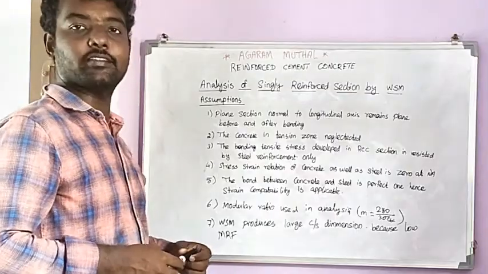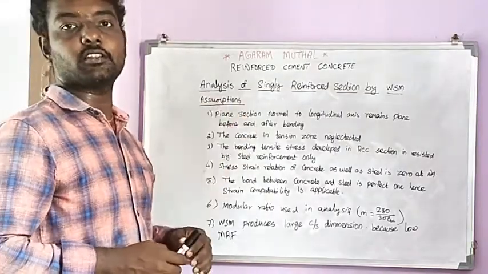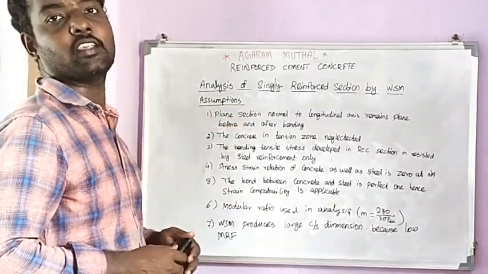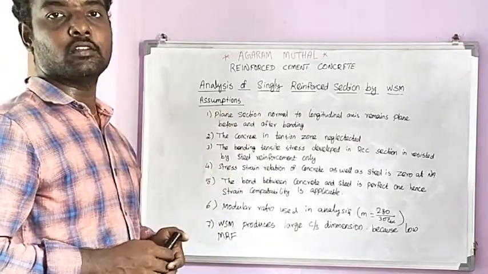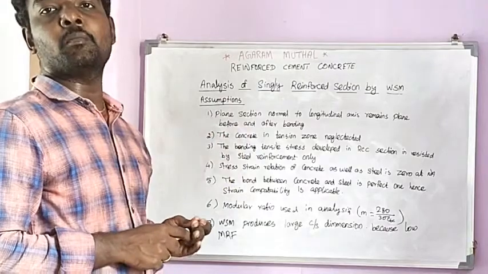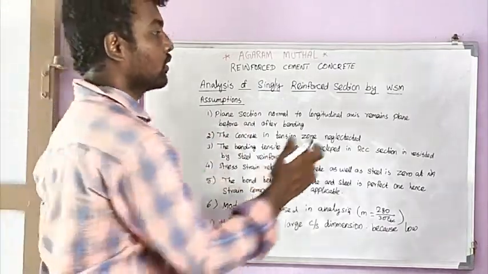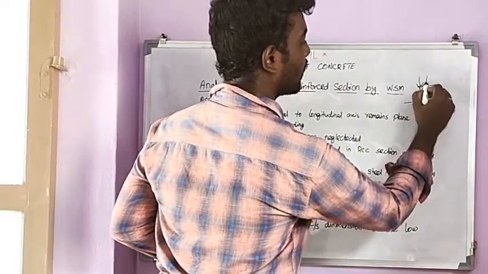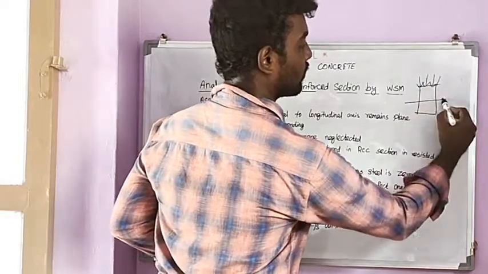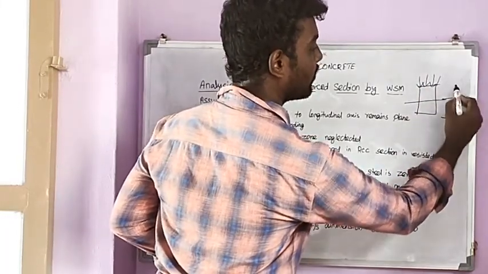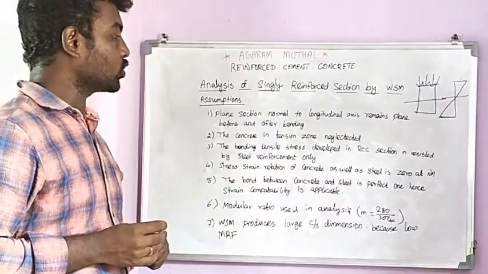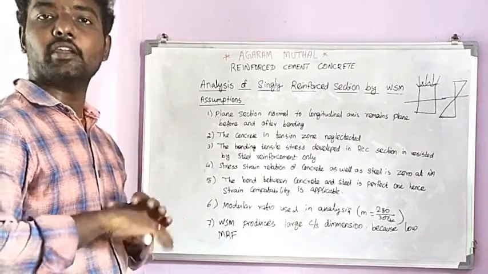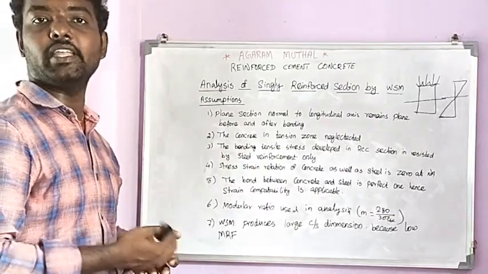There are some assumptions followed in singly reinforced sections by the working stress method. The first one is that a plane section normal to the longitudinal axis remains plane before and after bending. The behavior should be elastic in nature. If we are providing an external load, the variation should be linear, normal to the longitudinal axis, and the section should remain plane before and after bending. It should not be deformed into any other shape. It should be linear in nature.